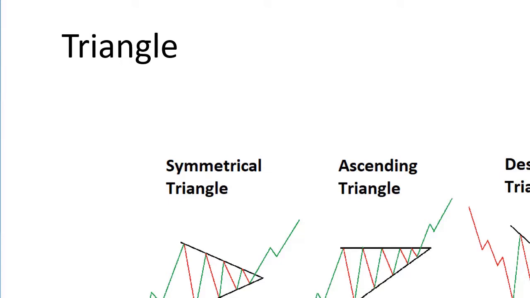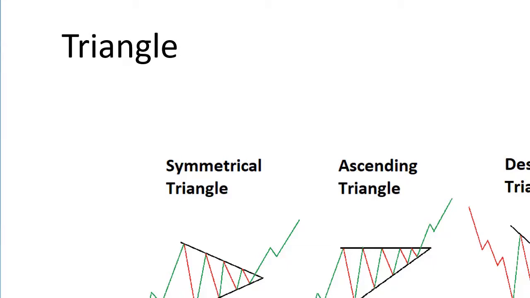The only difference is the absence of a horizontal support or resistance line. That's the difference. Neither one of those is there. The geometry is the same in the other two triangles, ascending and descending.